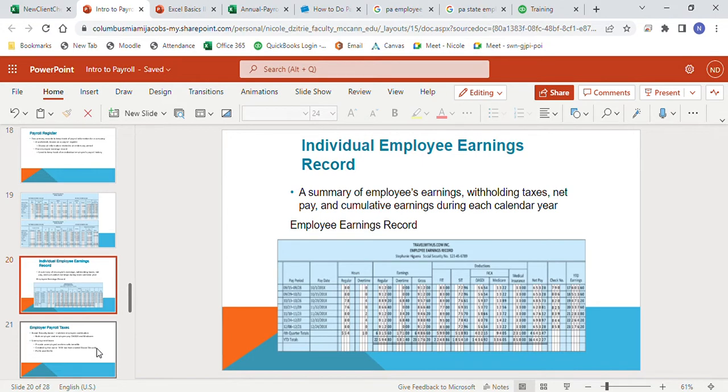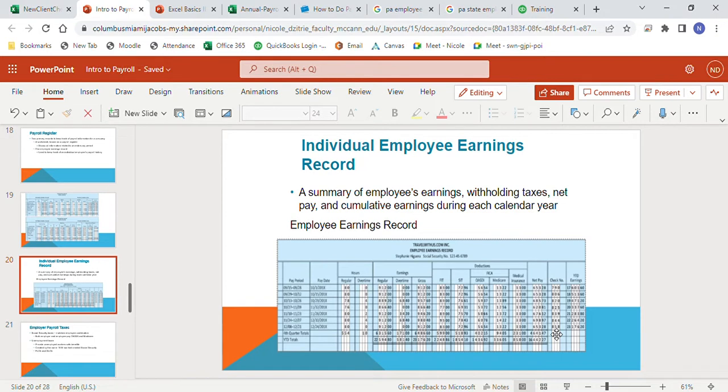A summary of an employee's earning, withholding tax, net pay, and cumulative earnings during each calendar year would be called their employee earning record. And here, like I said, is where you would get this information. I know there's still some people that are old school and manually fill out W-2s and manually fill out 1099s. I've had a lot of clients of small businesses that I've worked for as an independent contractor. They make me fill out a W-9 and then they send me a 1099, and they still manually print it out from the IRS website, and they manually write it out.